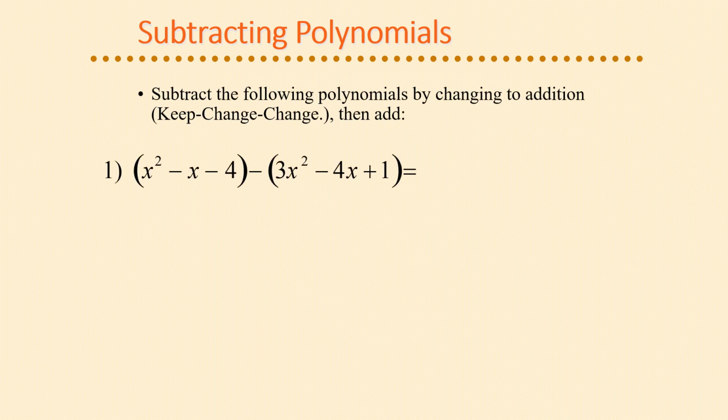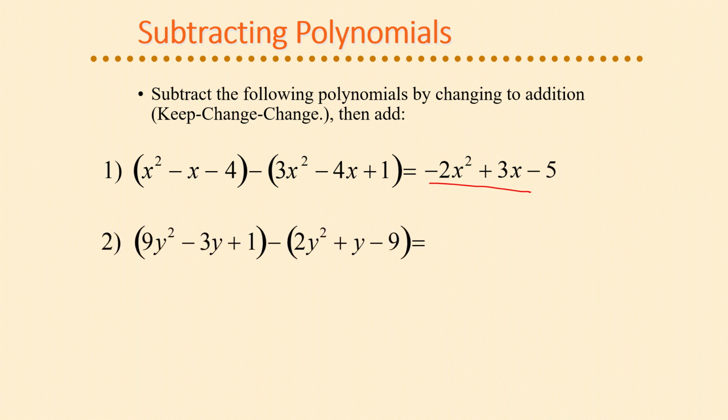Okay, so we have 3a squared minus, then we have here, so by combining, we got this answer. How did you get it? Because it's negative 3 plus 2, so that's why we got negative x squared. And negative x plus, this is plus. So we have 4 minus 1 is 3. And negative 4 plus negative 1, that's why we get negative 5.